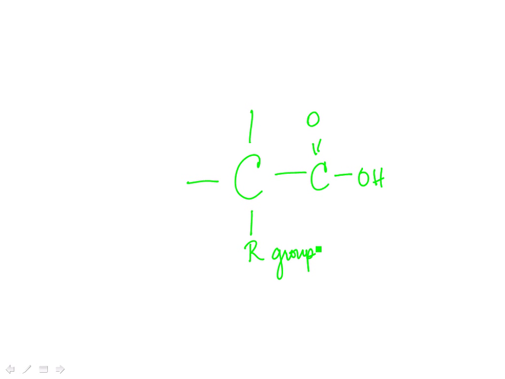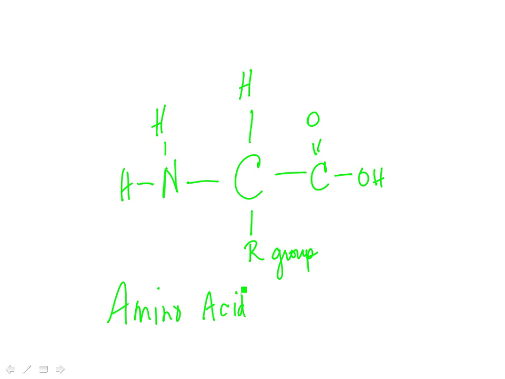It could be something as simple as a hydrogen in this position, or it could be something like a CH3 group, but it varies from amino acid to amino acid. The R group is a side chain that makes it a specific amino acid. Then you're going to have an amino group, and then a hydrogen. So this is the basic construction of an amino acid.